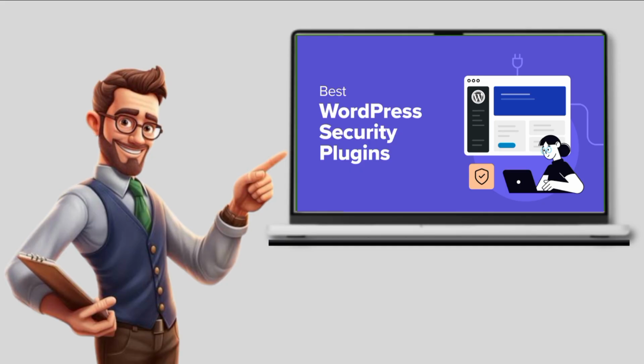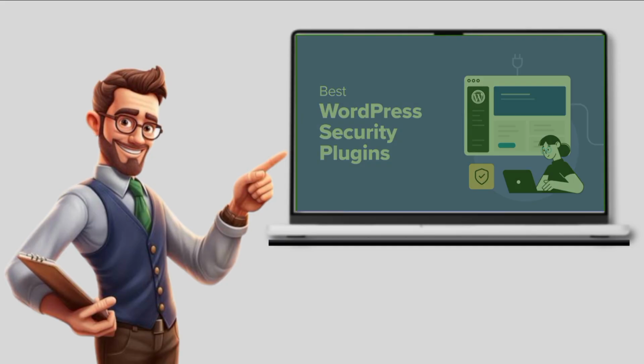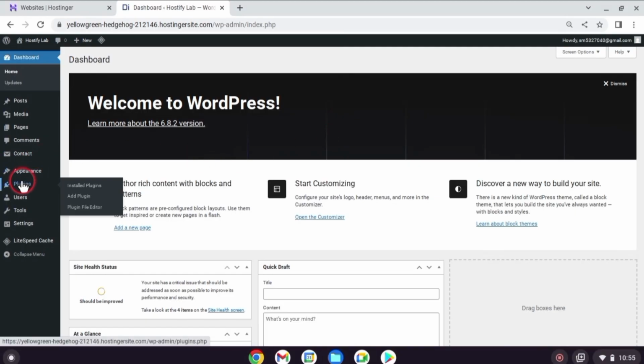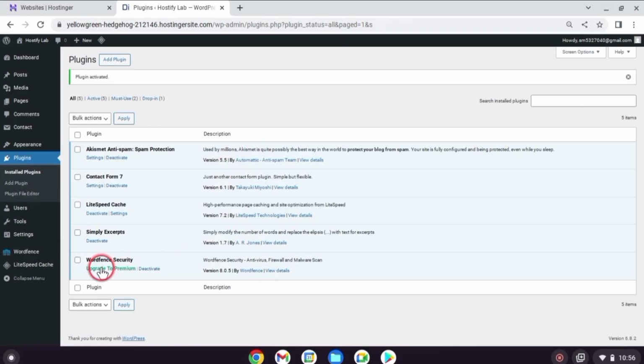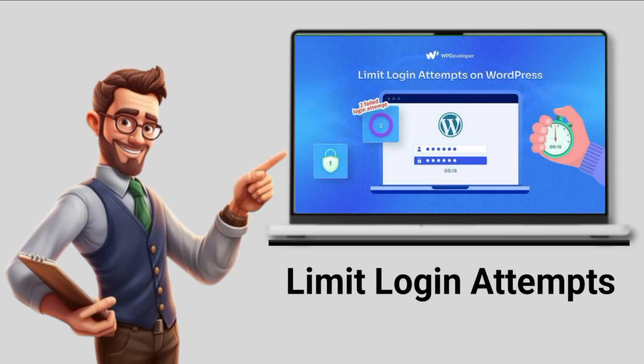Now let's add a free security plugin to help you protect your site automatically. A great plugin for beginners is Wordfence. Just go to Plugins, Add New, search for Wordfence, install it and activate it. It will help block suspicious activity and send you alerts if something goes wrong. Once you activate it, you don't need to change any settings. Just install and activate, and it will start working right away. So as a beginner, that's enough. No need to worry about advanced settings.